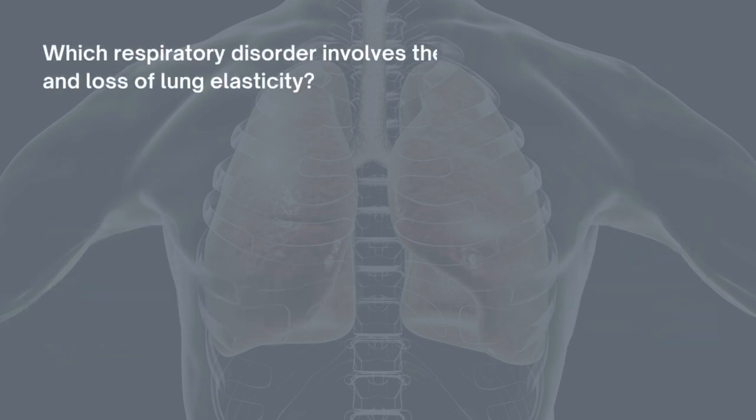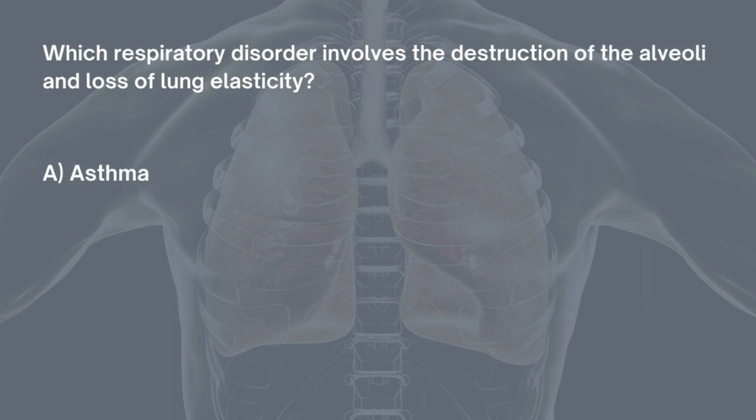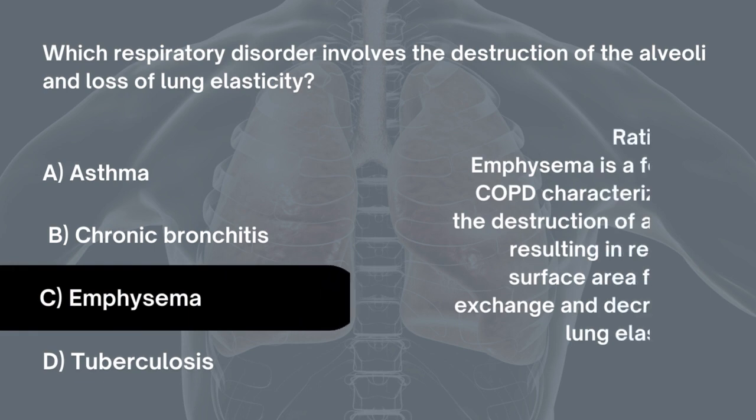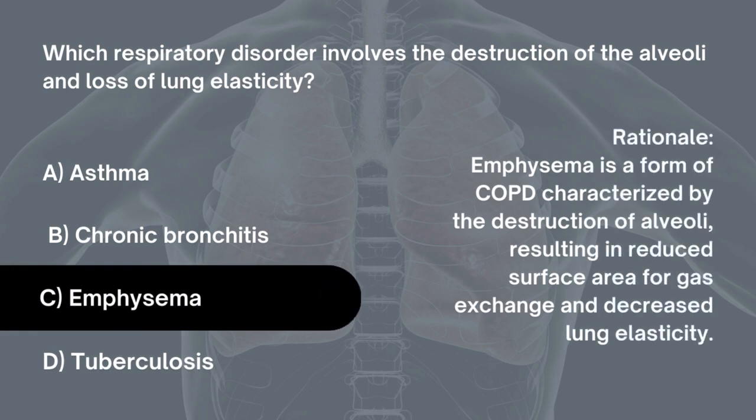Which respiratory disorder involves the destruction of the alveoli and loss of lung elasticity? A. Asthma. B. Chronic bronchitis. C. Emphysema. D. Tuberculosis. Rationale. Emphysema is a form of COPD characterized by the destruction of alveoli, resulting in reduced surface area for gas exchange and decreased lung elasticity.